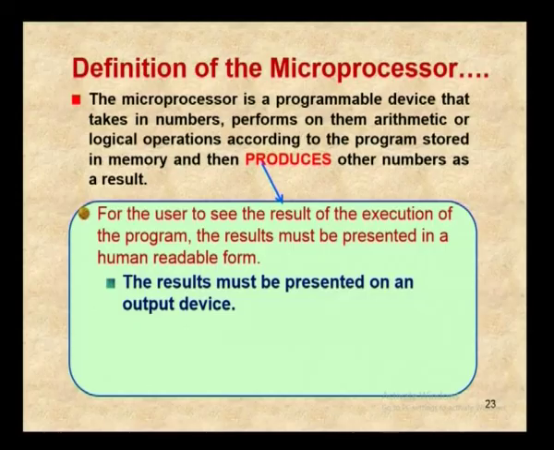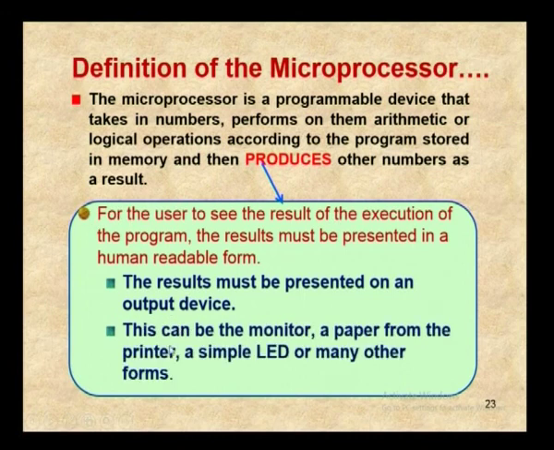There is a microprocessor, and the data, everything is stored in binary form. So, it processes everything in binary form, but we cannot understand all these things. What we can understand is decimal numbers, alphabets and so on. So, it converts it into a readable form and presents it in an output device, and as you see here, this can be a monitor, a printer, an LED or LCD device, and many other such devices.